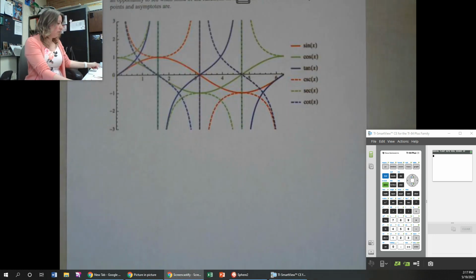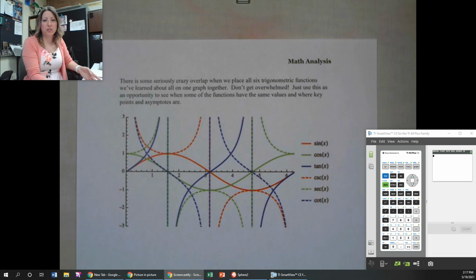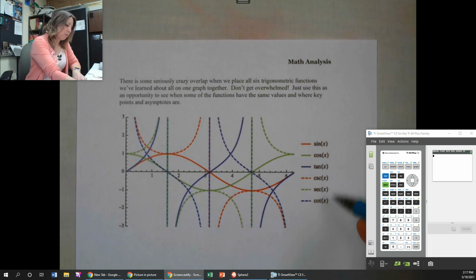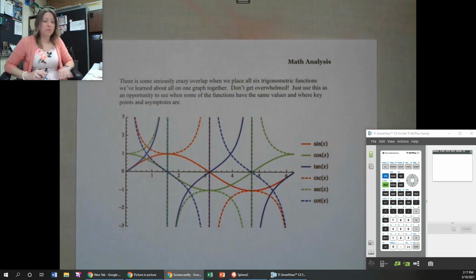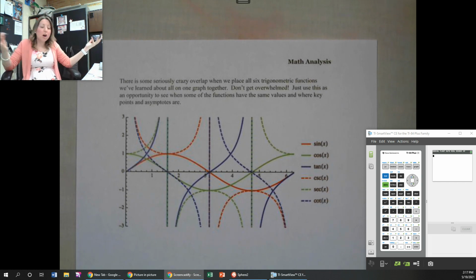And again, if you're trying to look at all of them at the same time, you've got quite the graph. They did match them up color-wise, so you can see what everything looks like. It's quite the graph, and all we wanted to do was unwrap a unit circle. That was all we wanted to do. And here we are with all this inverse stuff, right?